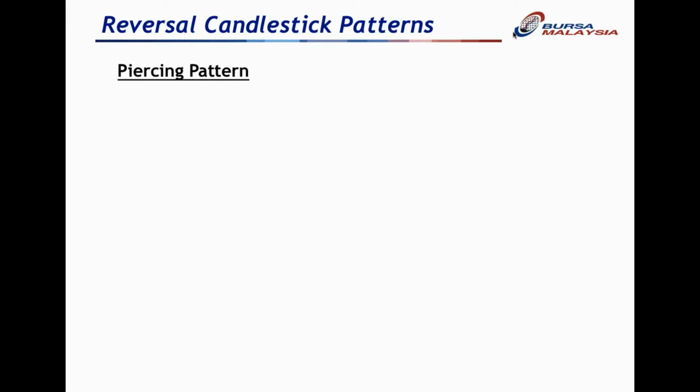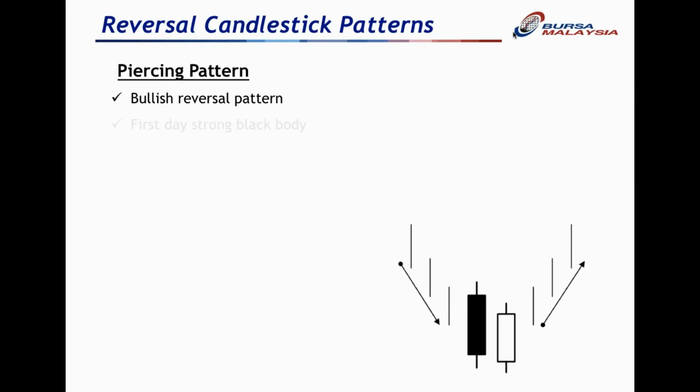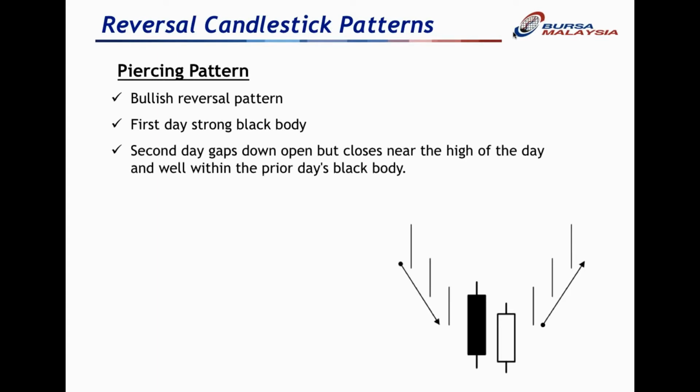Now, the third is a piercing pattern. So what is a piercing pattern? A piercing pattern is a bullish reversal pattern. So this is how it looks like. The first day we see a strong black body. And the second day, it gaps down at open but closes near the high of the day and well within the prior day's body.